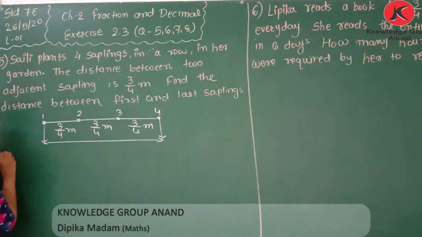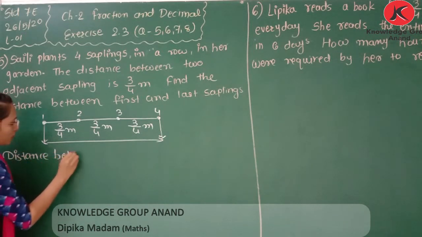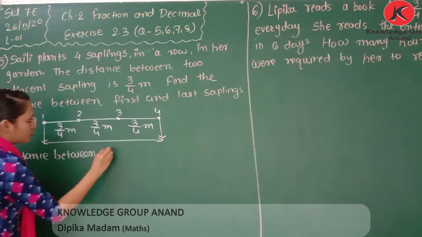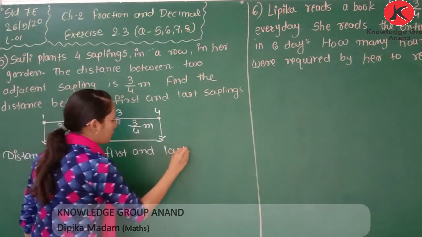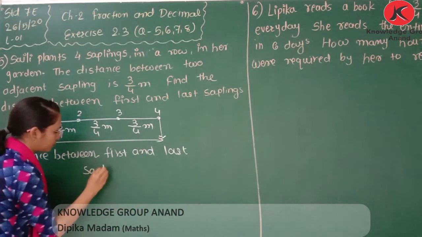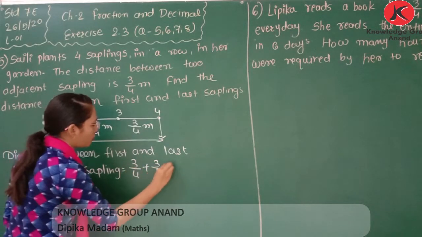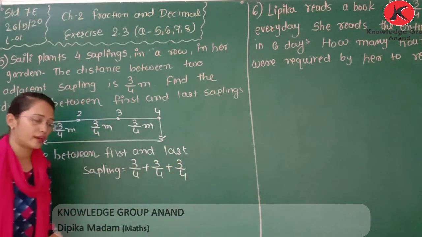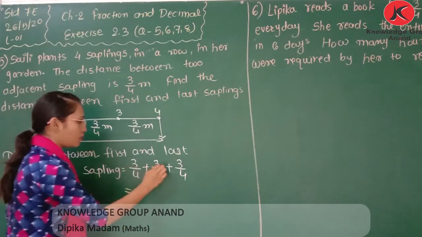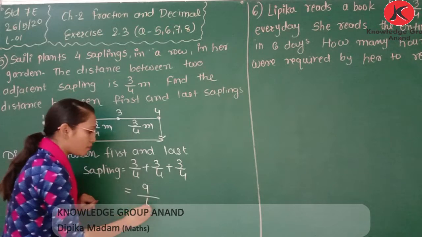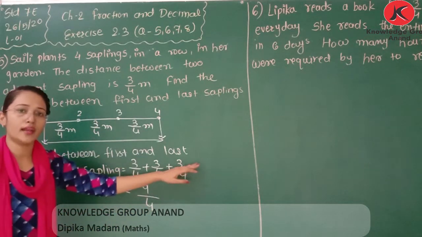So the distance between first and last sapling will be 3 by 4 plus 3 by 4 plus 3 by 4. Or you can write 3 multiply 3 by 4. Clear? So it is 3 plus 3 plus 3, 9, divided by 4. The denominator is not to be added. Only you need to add the numerator.